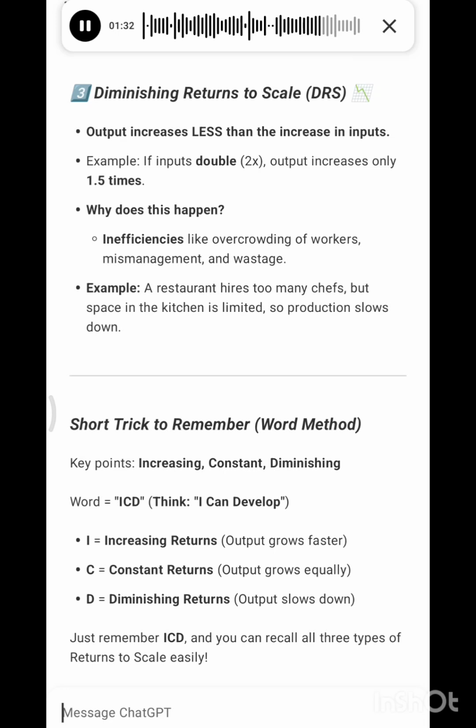Short trick to remember, word method, key points. Increasing, constant, diminishing. Word equals ICD, I can develop. I equals increasing returns, output grows fast. C equals constant returns, output grows equally. D, diminishing returns, output slows down. Just remember ICD, and you can recall all 3 types of returns to scale easily.